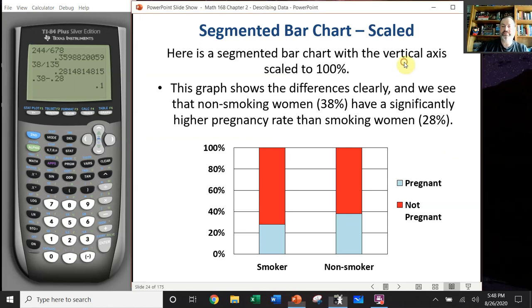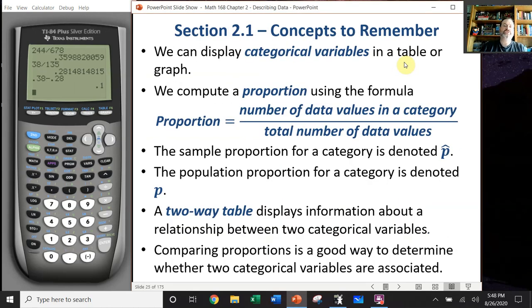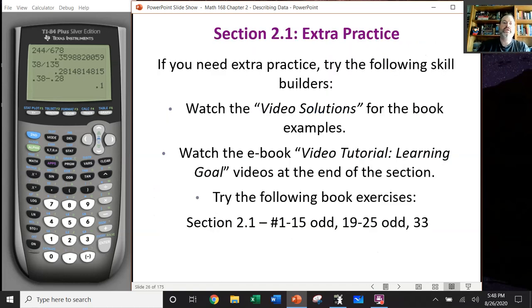All right, well, that's it. So here's just a little summary for you, and if you need extra help, you can use the extra practice in the back of the chapter. And don't forget that there are video solutions for book examples and video tutorials at the end of the section in the ebook. So you guys are ready to do the homework, and the next video will be section 2.2.